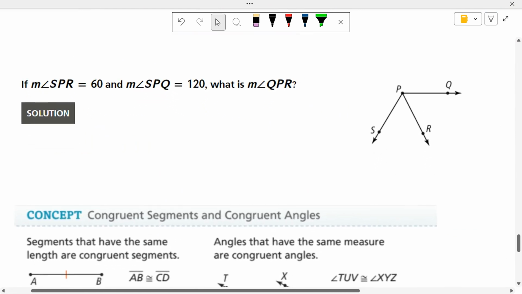Here we go. If SPR is 60 and SPQ is 120, what's QPR? If SPR is 60, SPQ is 120, what is QPR? So, Braylon, what do you think it is? 60? Exactly, because we subtract, okay? Because this angle plus this angle has to add up to 120. So if the whole thing's 120, we subtract. 120 minus 60 is that.